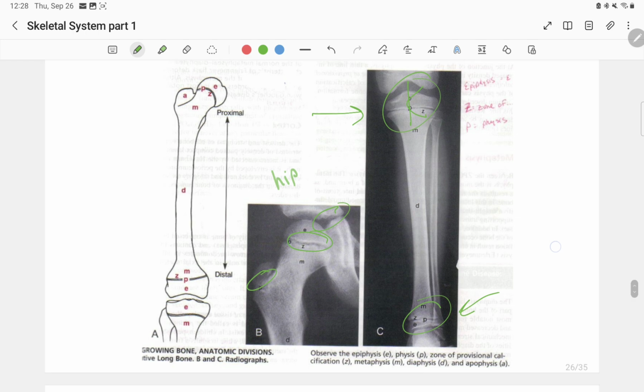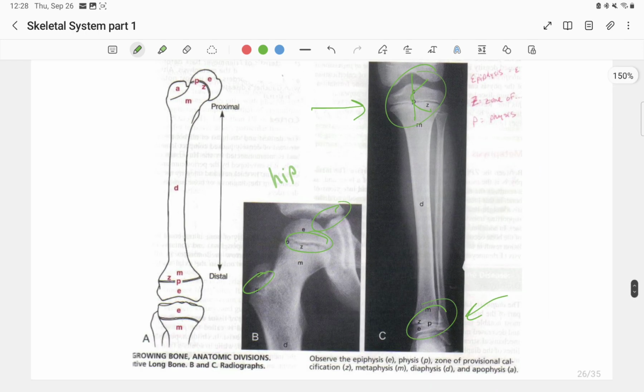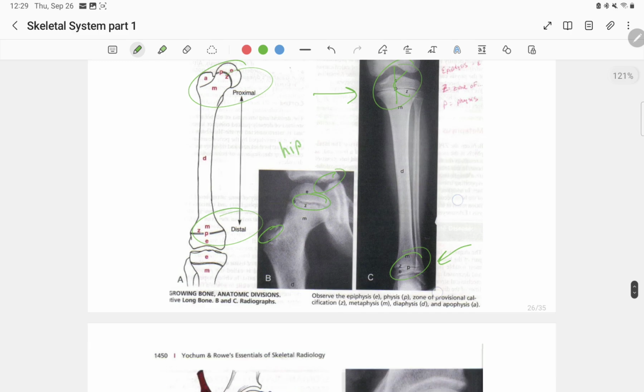All right, you also see it in this picture here, proximal and distal. So the proximal femur and the distal femur.